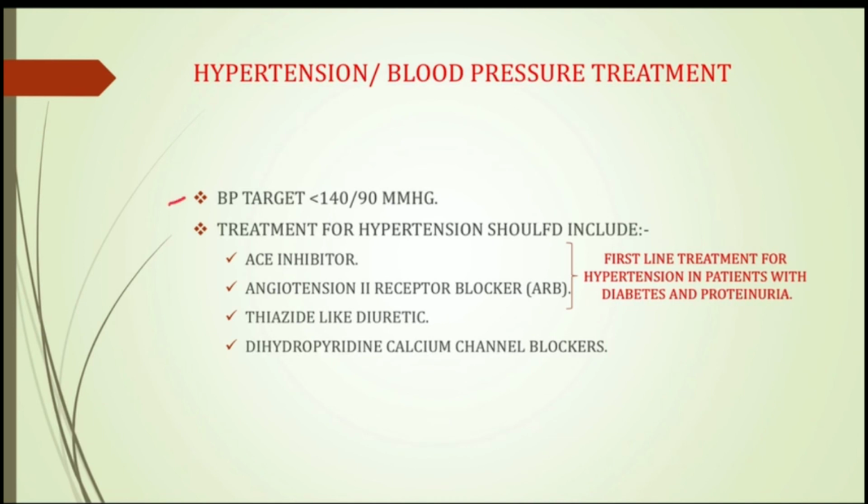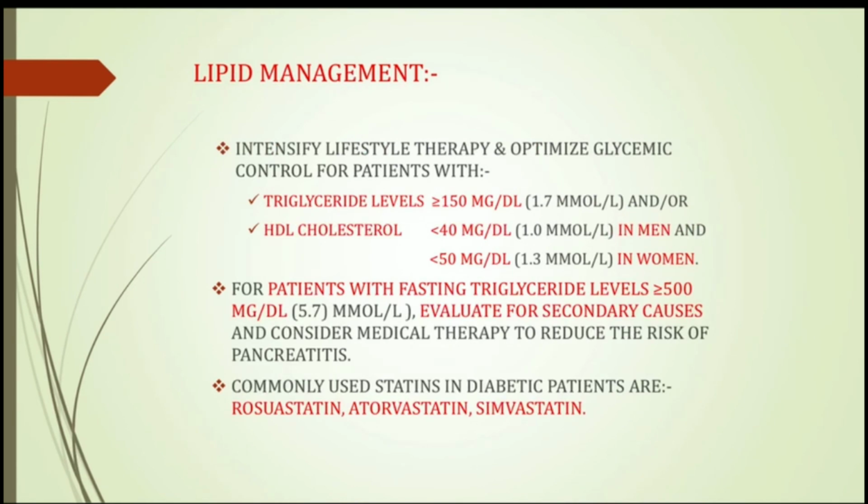So in this slide, we will talk about the hypertension and blood pressure treatment in diabetic patients. The target BP in diabetic patients is less than 140 by 90 mm of mercury. Treatment for hypertension should include an ACE inhibitor, an ARB, angiotensin II receptor blocker, a thiazide-like diuretic, and lastly a dihydropyridine calcium channel blocker. Please take note that ACE inhibitor and ARB are the first line treatment for hypertension in patients with diabetes and proteinuria.